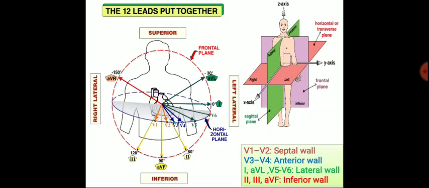Today we discussed the ECG. What is the normal ECG? How is it measured? How is it recorded? How do we place the leads? And how many types of leads are there? Placement of the leads in the recording of the ECG is very, very important. In the next lecture, we will continue with the recording of the different waves of the electrocardiogram.